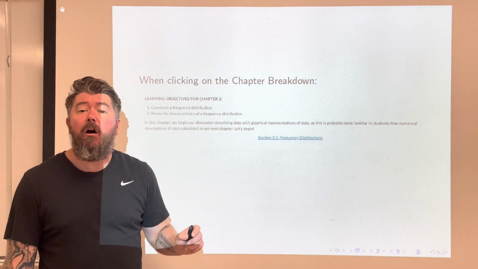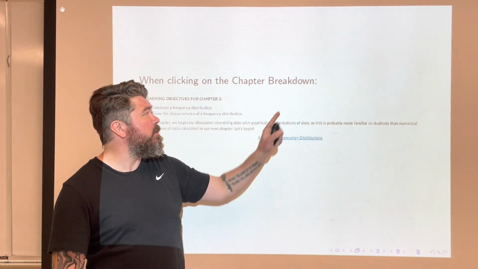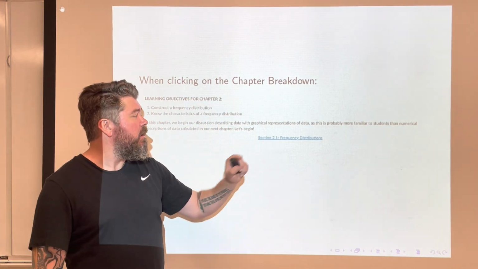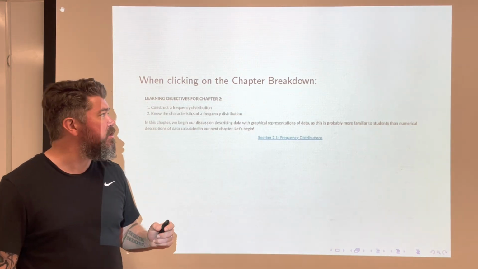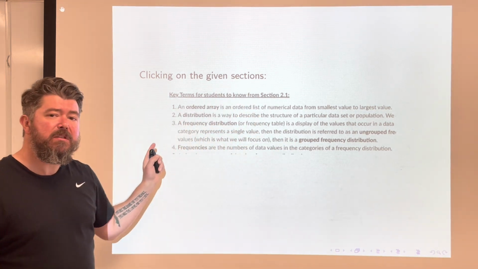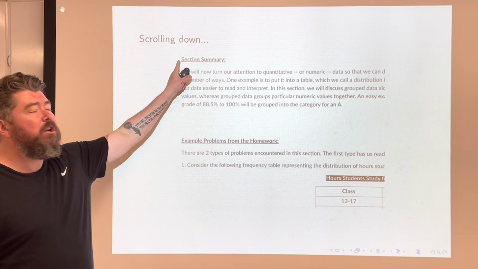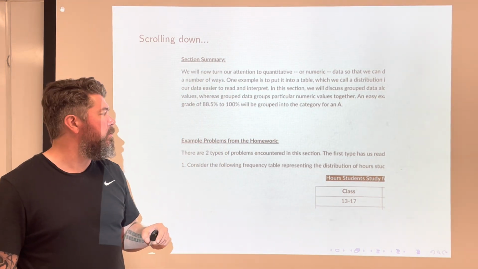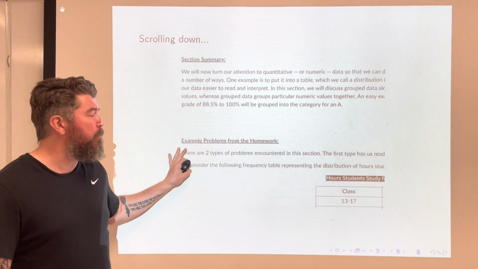Now, when clicking on the other alternative information, the chapter breakdown, we will get learning objectives and the given sections. So if we click on the section, it will list key terms that you should know from that section. It will also list a section summary, summarizing the material in this section, and it will give more example problems.